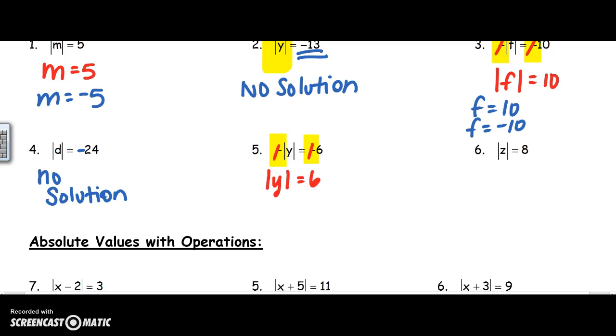So what can you put in for y to give you 6? Y can be 6, and y can be negative 6. For number 6, what can you put in for z to get 8? Z can be 8, and z can be negative 8.